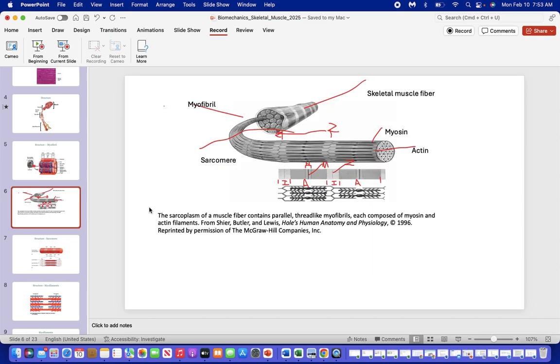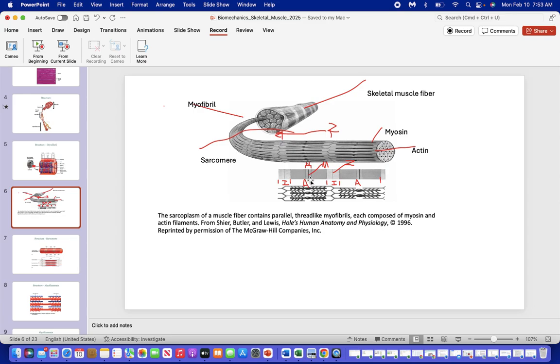There are visible bands and lines in the skeletal muscle that are visible with a microscope. The sarcomere is compartmentalized between two Z lines. So here's a Z line, here's a Z line. The sarcomere is the basic structural unit of the muscle fiber. Each sarcomere is bisected by an M line, right?